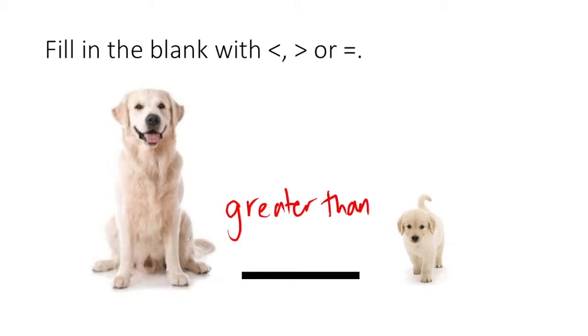Here are Bruno's friends, and we can fill in the blank again. The size of the big dog is greater than the size of the little dog. So now we use the other symbol going the other way. This symbol means greater than.